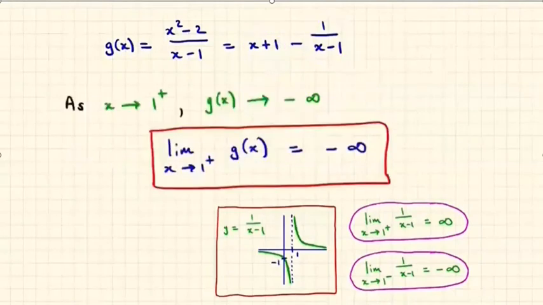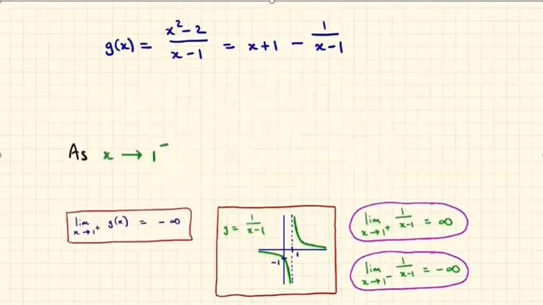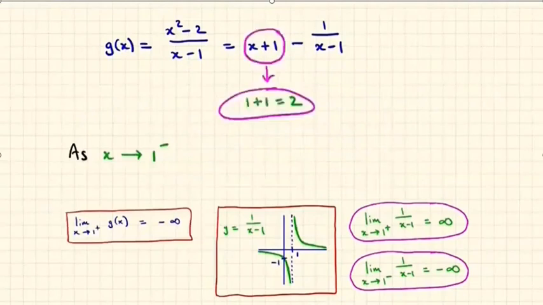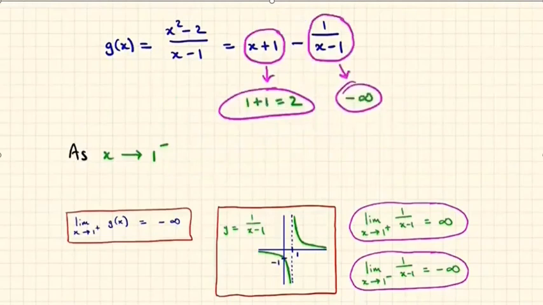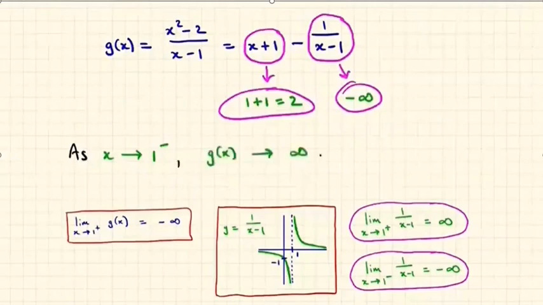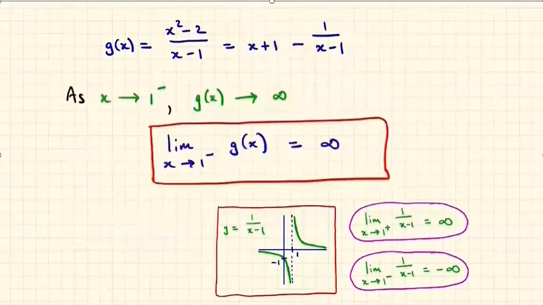By contrast, as x approaches 1 from below, again x plus 1 approaches 2. But this time, 1 over x minus 1 becomes arbitrarily large and negative, so that now, when we take this away, we get something large and positive. And we capture this using limit notation. So we have these two concise descriptions of the behavior of g of x as x approaches 1 from either above or below.